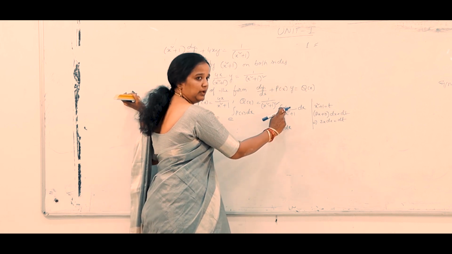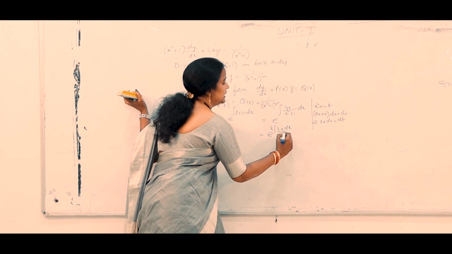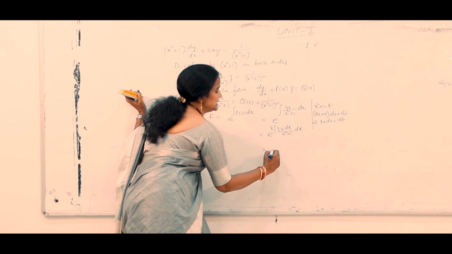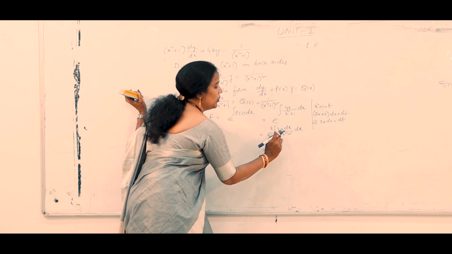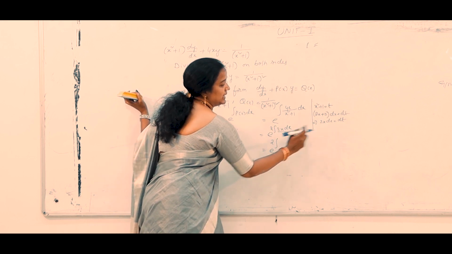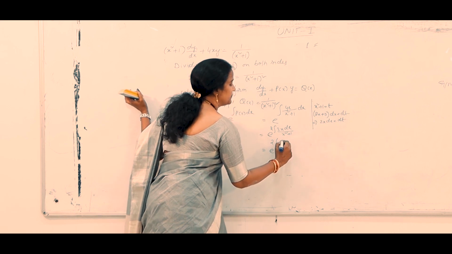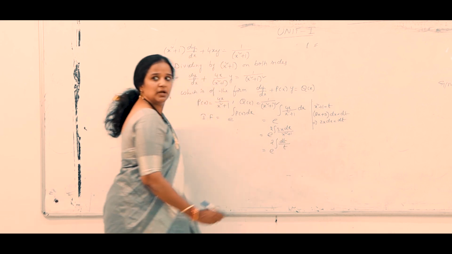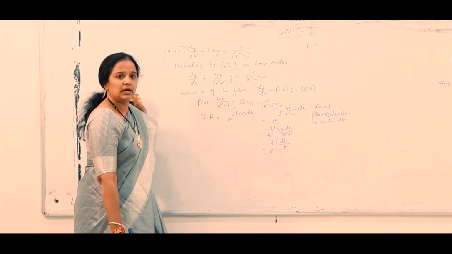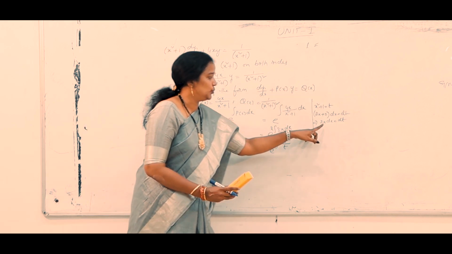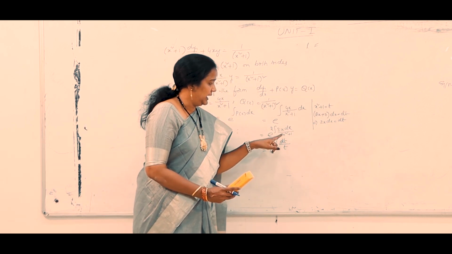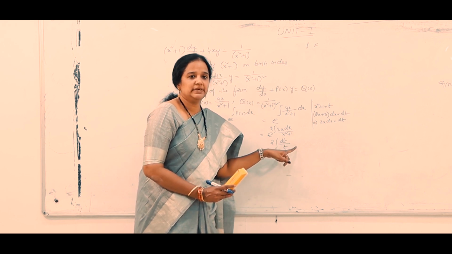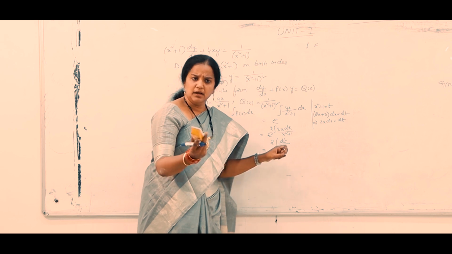4 is 2 into 2. So 2 into 2x dx divided by x square plus 1 into dx. So this is 2 into, what is the 2x dx value? dt. By what is x square plus 1 value? t. So 2x dx value is dt. Denominator x square plus 1 value is t. So this is very simple. Integral dt by t.